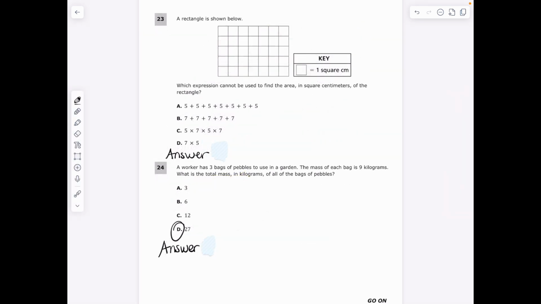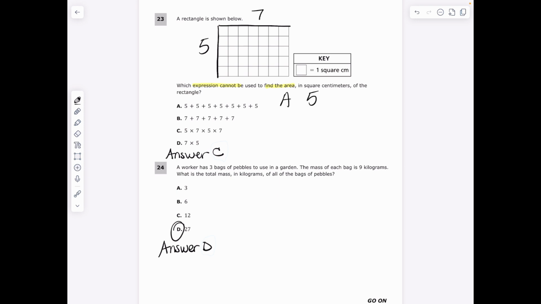Let's look at 23 and 24. The answers are C and D. Check them over with your work. All right, let's start by going over 23. Here we're looking for the one that cannot. Which expression cannot be used to find the area? That means 3 of them will find the area. The other one cannot be used. Being that this is a rectangle, we know that usually we can find the area by just multiplying the length and the width. So I could just go, well, I have 5 rows of 7.